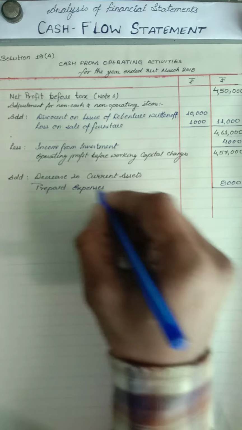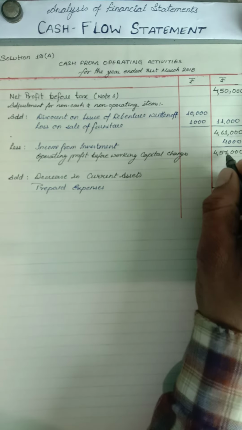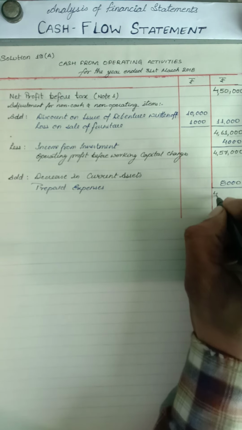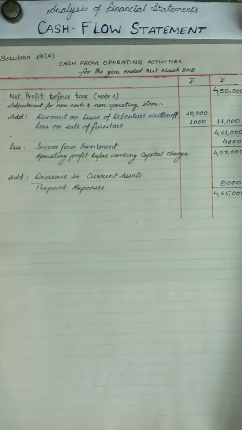So if there are two points, then we will use these two lines. So the addition will be 58,7,8,3,5,6, 65. So it is 4,65,000. Now what we have to do?